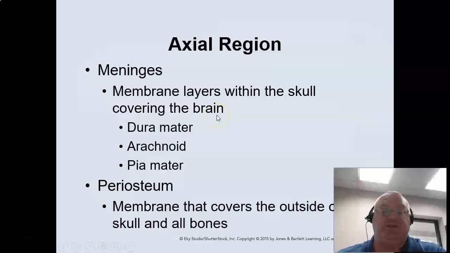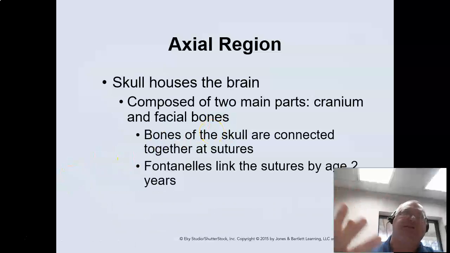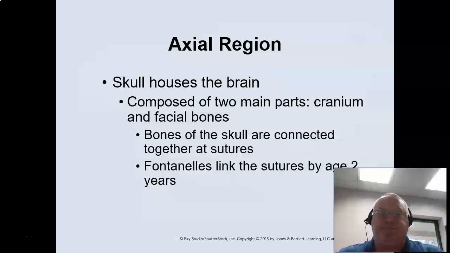Your meninges, again, we just talked about those, and the periosteum is the membrane that covers the outside of the skull and all of the bones. Okay. So most of your bones have a periosteum. So again, that is where it is covered. It's not just like a skeleton like you would normally see it. The periosteum actually has a more shiny layer to it.